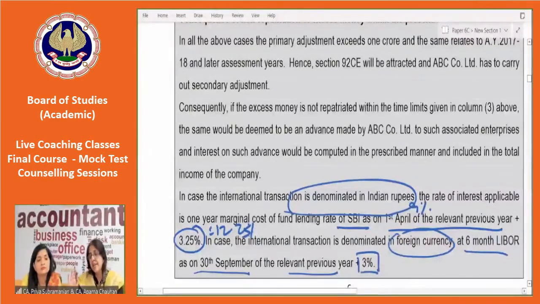This information will generally be given in the question, but you have to be careful to see whether it's denominated in Indian rupees or in foreign currency. Then which previous year do you have to take? The previous year for which you're computing the interest.